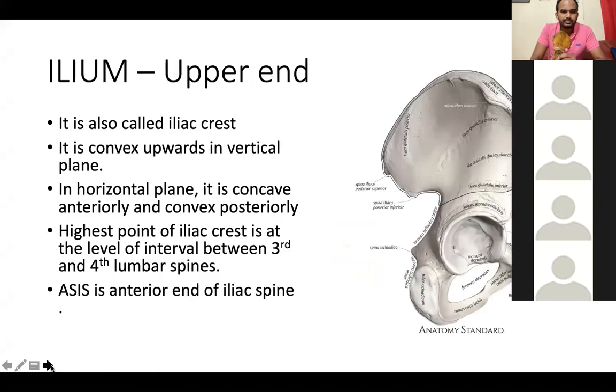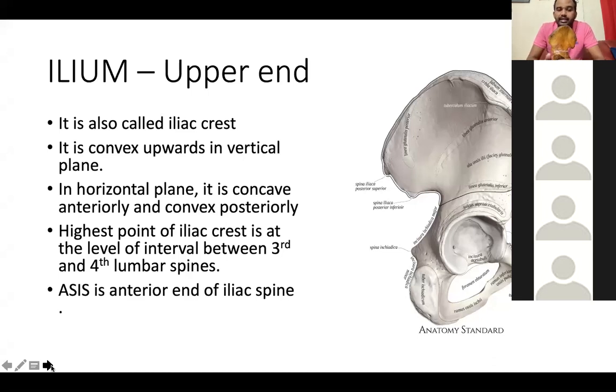Now we will go in detail about each and every feature of the ilium. So first we'll talk about the ends. As you all know, it has 2 ends. One is the upper end, number 2 is the lower end. So we will talk about the upper end. As I said, upper end is also called as iliac crest. This is upper end and this is called as iliac crest.